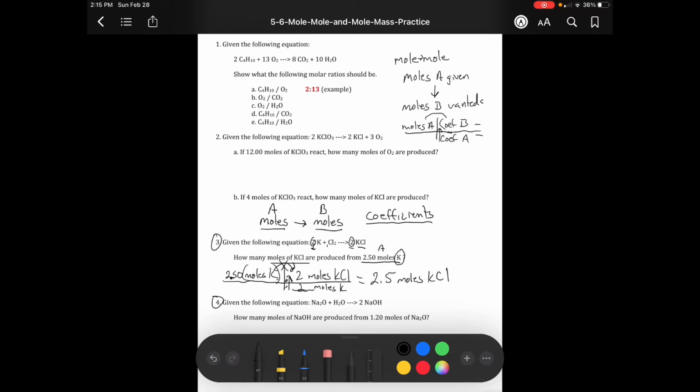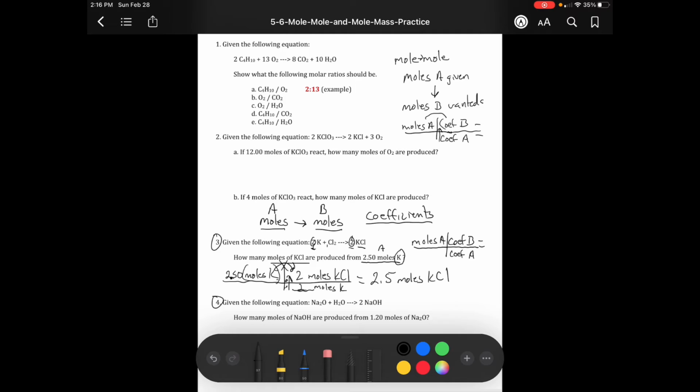Now that should have been your answer. Remember, if you're going from moles A, you write moles A on the top. That's going to be what you're given. If you're going from moles to moles, then you do your coefficient A and then coefficient B, and that's going to give you your answer. Your coefficients again are right here. So let's do another one.